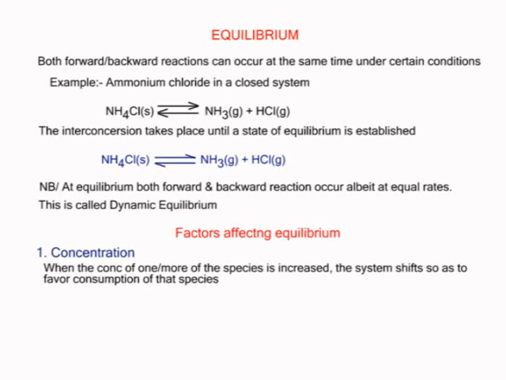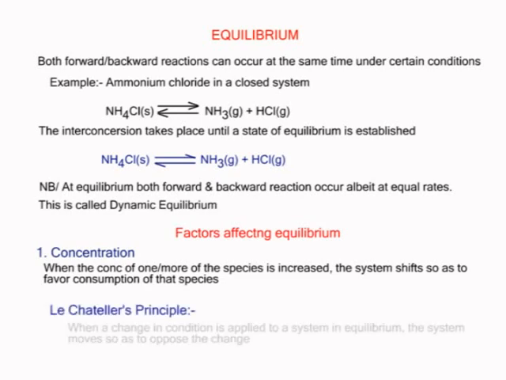Where the equilibrium shifts, the products on that side are produced more. If we however increase ammonium chloride, the equilibrium will shift to the right and more ammonia and hydrogen chloride will be formed. This behavior of systems in equilibrium is governed by Le Chatelier's principle, which states that when a change in condition is applied to a system in equilibrium, the system moves so as to oppose the change. So when we increase the amount of ammonia, the system will oppose. How? By producing more ammonium chloride, thus reducing the amount of ammonia to re-establish the equilibrium.